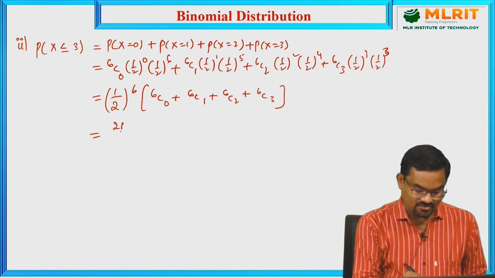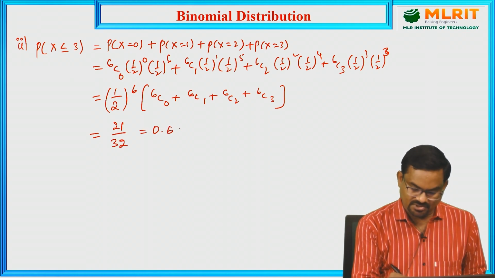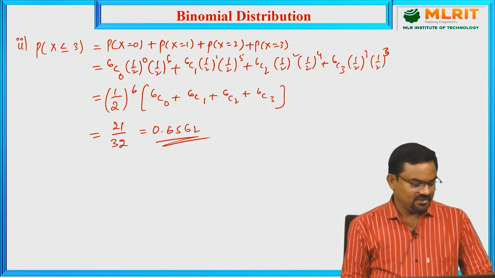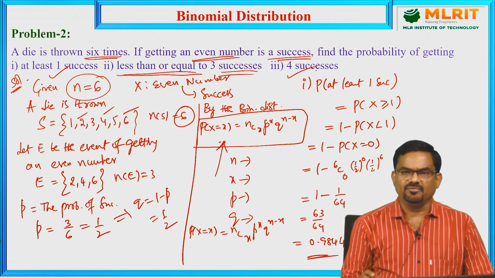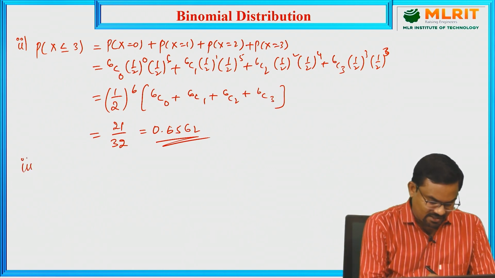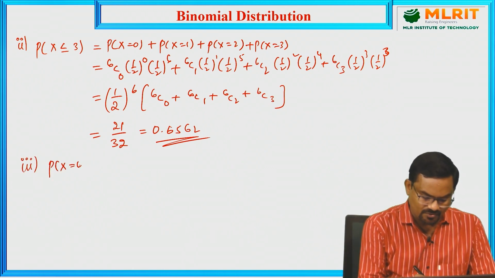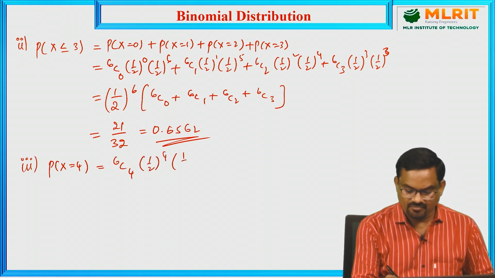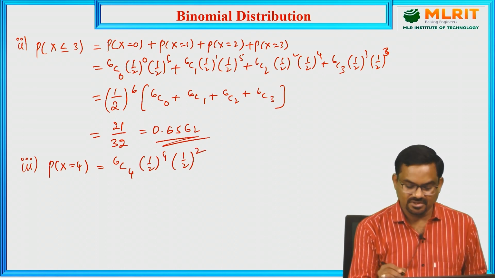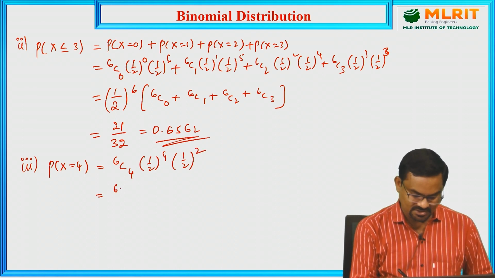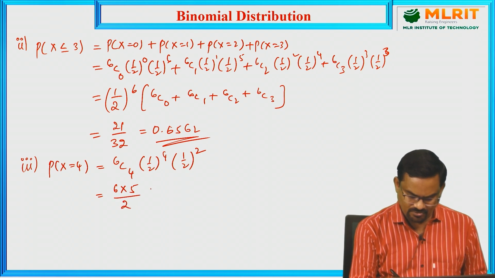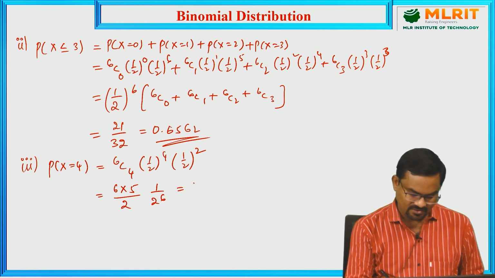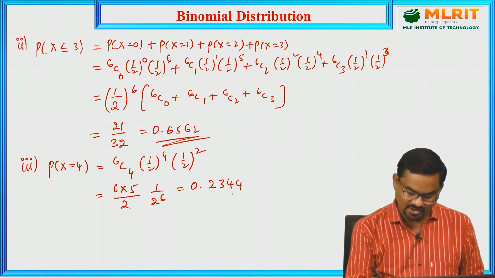This results as 21 by 32, which is equal to 0.6562. And similarly, the third one, getting 4 successes. The probability of x equal to 4 is simply 6C4, (1/2)^4 and (1/2)^(6 minus 4), which is 2. So this is 6 into 5 by 2, (1/2)^6. So 15 by 64, which results as 0.2344.